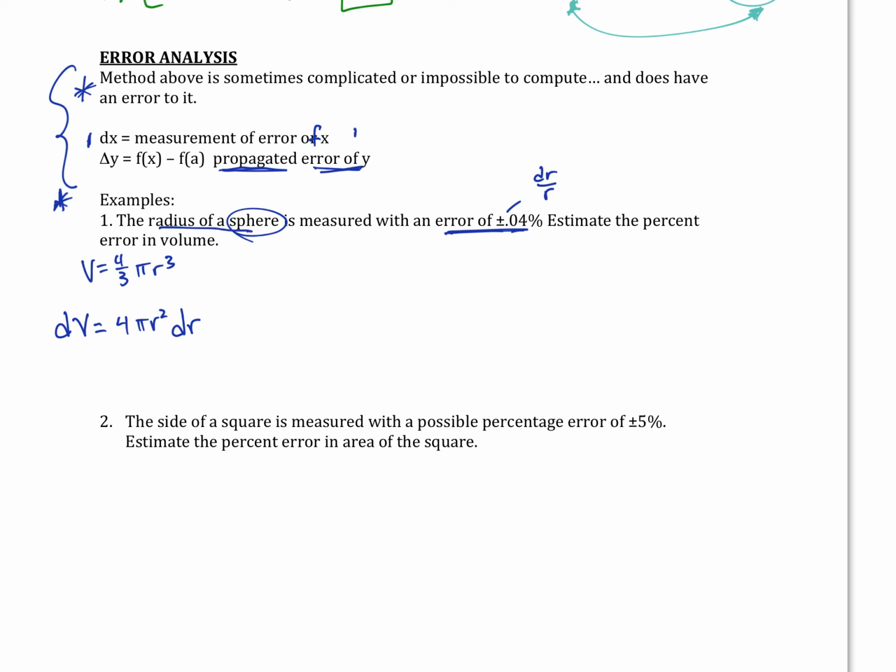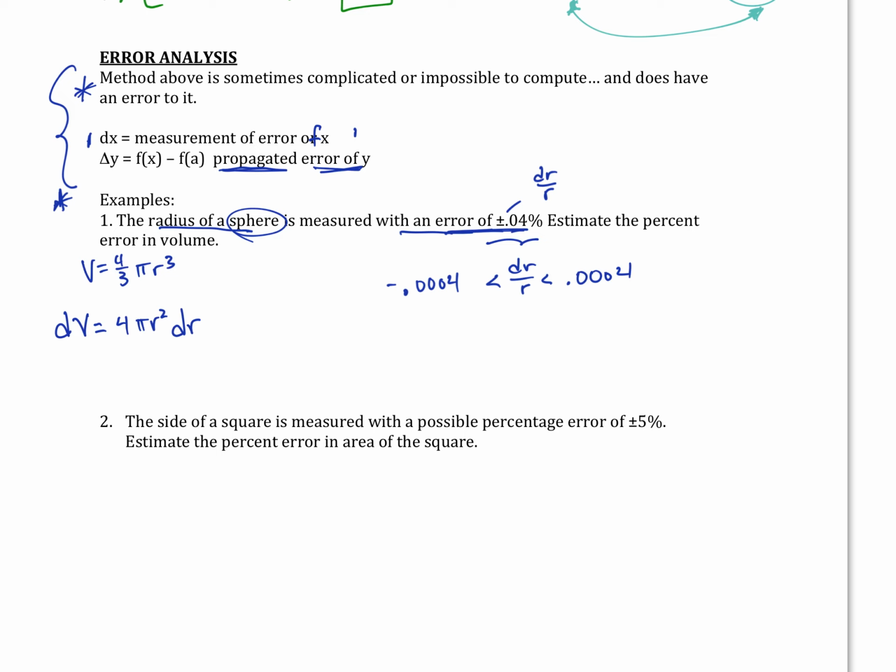The radius of the sphere, and that's the percent error. So the change in the radius over the actual radius is 0.04%. Well, what does this mean? This means that if I have my dr over r, this gets sandwiched in between negative 0.0004 and 0.0004. All I did was change that to a decimal, right?